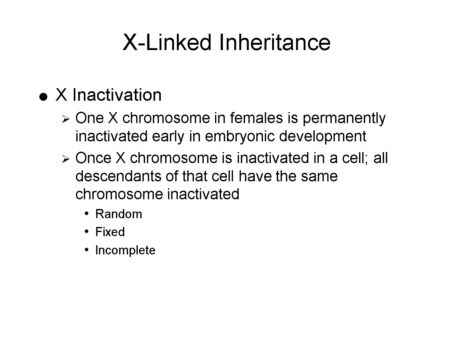Once a specific X chromosome is inactivated in a cell, all of that cell's descendants will inactivate the same X. This inactivation is random, fixed, and incomplete, meaning not all genes on the inactivated X are turned off completely.